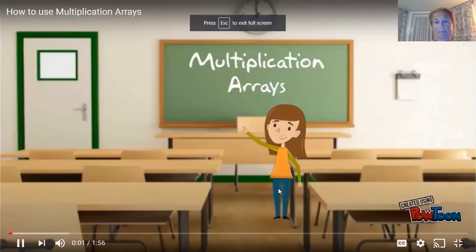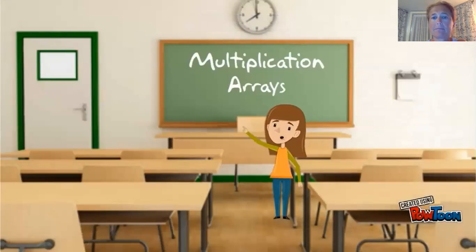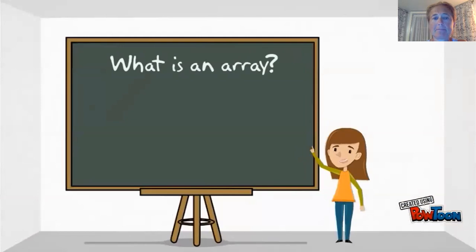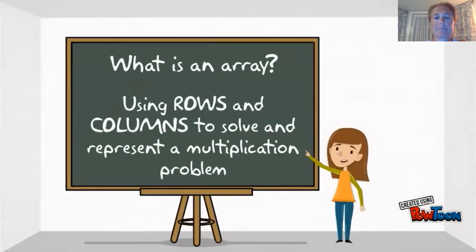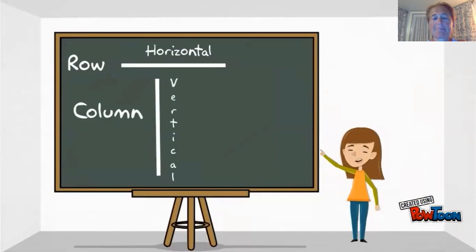Hello, class. My name is Miss Alzey, and today we're going to learn about multiplication arrays. What is an array? An array uses rows and columns to solve and represent a multiplication problem. A row is a horizontal line. That means it goes left and right. A column is a vertical line. That means it goes up and down.